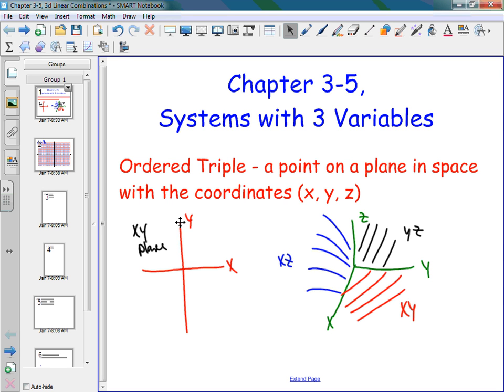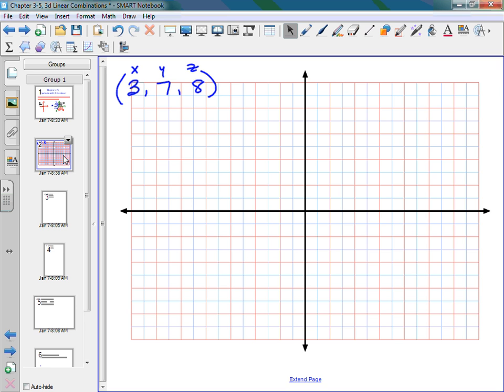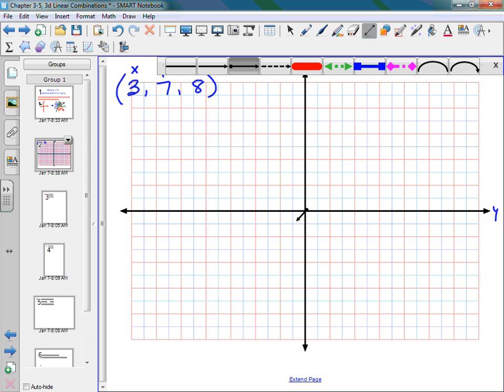Now, that is the background of what we're doing, and I'm going to quickly show you how to graph a point in 3D. So if I want to graph the ordered triple 3, 7, 8, how do I go about graphing that? Well, the x-axis now becomes the y-axis, and the y-axis becomes the z. But I don't have an x-axis anymore. So what we have to do is draw the x-axis. The x-axis starts from the origin and goes out at a diagonal, with a slope of 1. Okay?